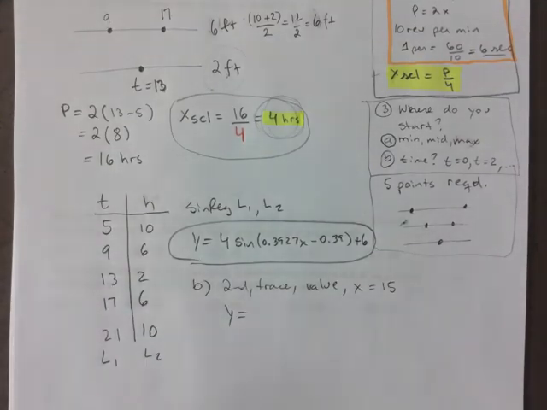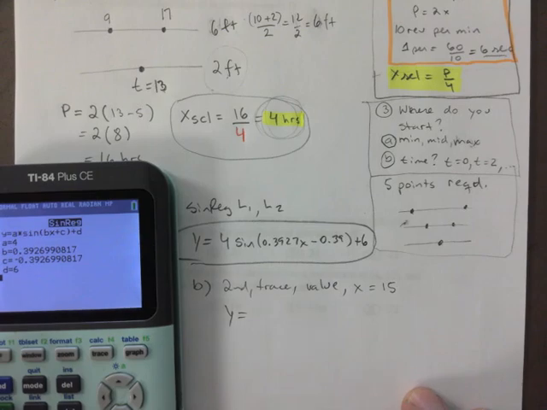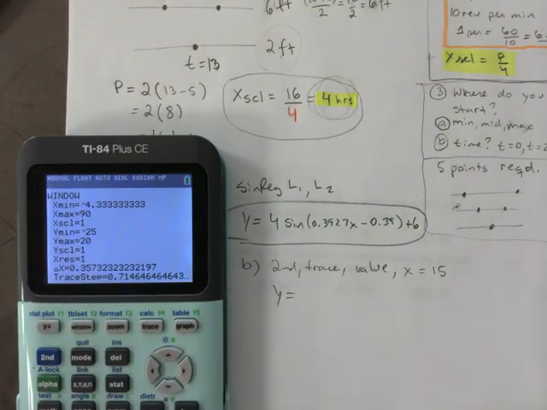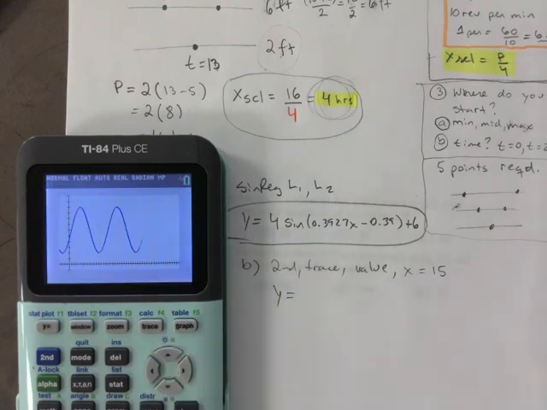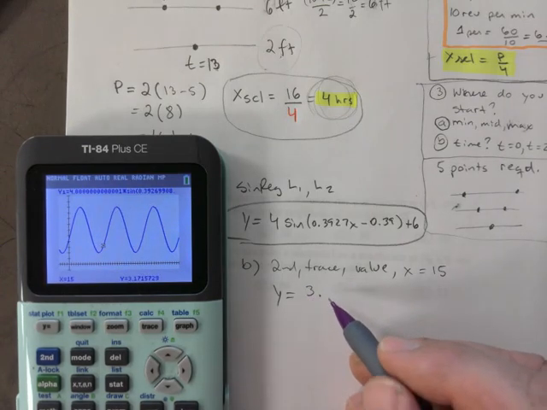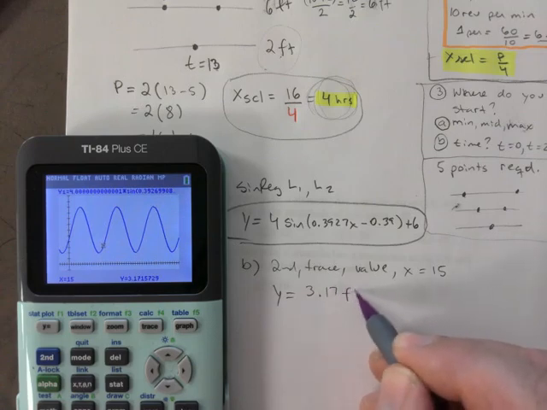So let's see if you can find this on your calculator here. I know certain things about the window. I know that my period is 16, so I'm going to go 3 times 16 on my x max. I'm going as low as 2, so I'm just going to go -1 for my y min, and as high as 12 for my y max. Just base it off the numbers you have. There you have it. And so just second trace value, x is equal to 15, and there you have it, 3.17 feet.